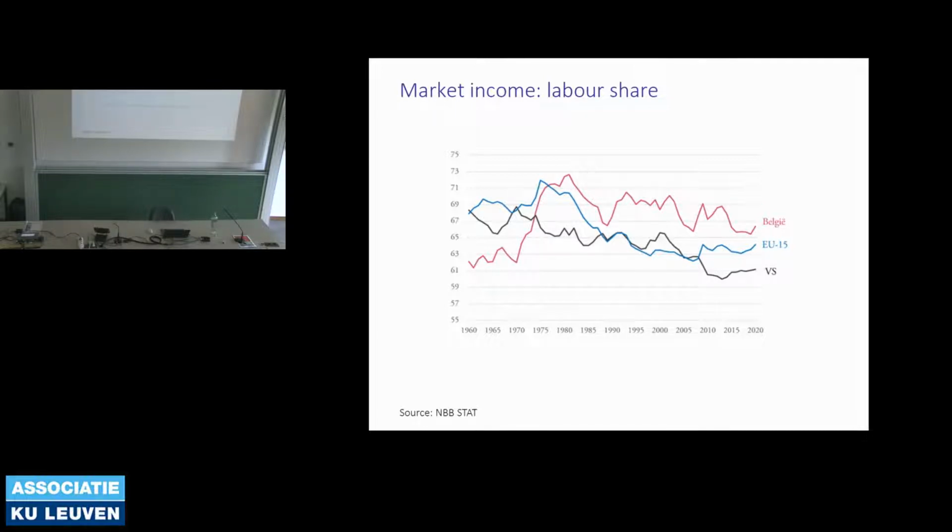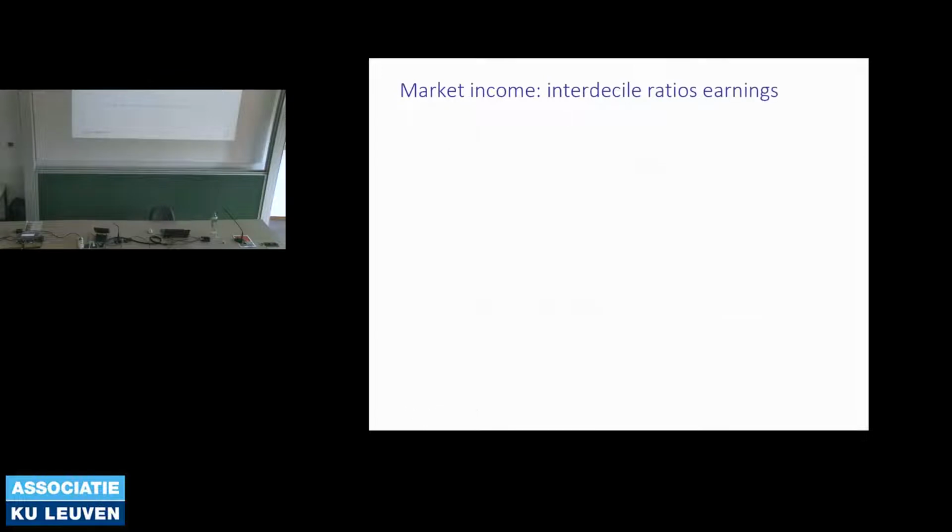This is aggregate data. This is macro data. This doesn't tell us anything about the distribution of incomes from labor, neither about the distribution of incomes from capital. And in fact, there is not that much work in Belgium, which we regret. There's not that much work in Belgium about the distribution of earnings or the distribution of income from capital.